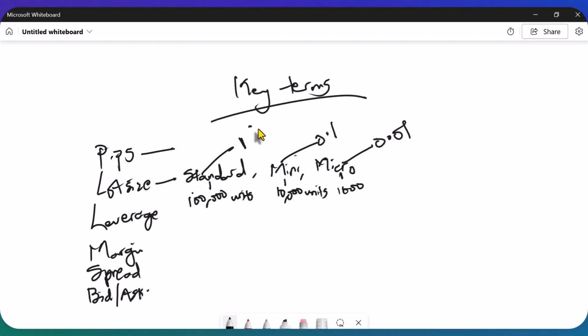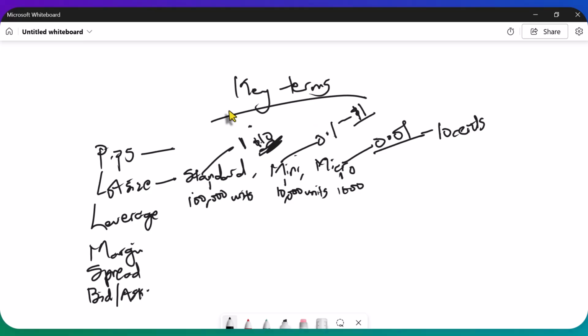when I was talking about pips, for every pip movement, when you use a micro lot size, you make 10 cents. For every pip movement, when you use a mini lot size, you make $1. And for every pip movement, when you use a standard lot size, you make $10. And if the market is against you by 1 pip, you'll be in a drawdown, or you lose $10. Likewise for 0.1 and for 0.01.